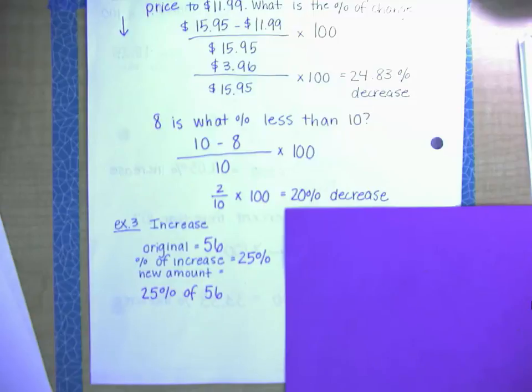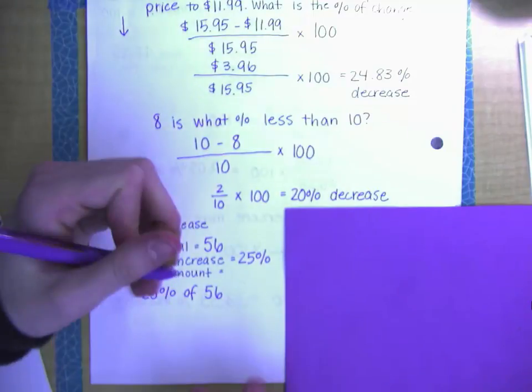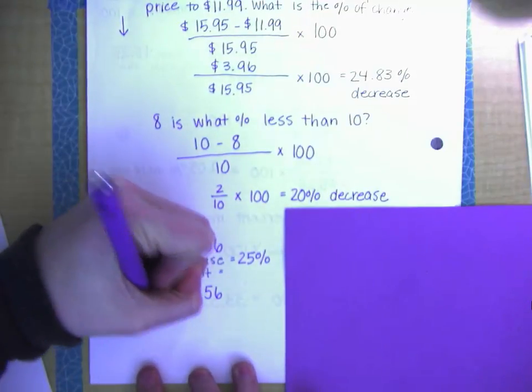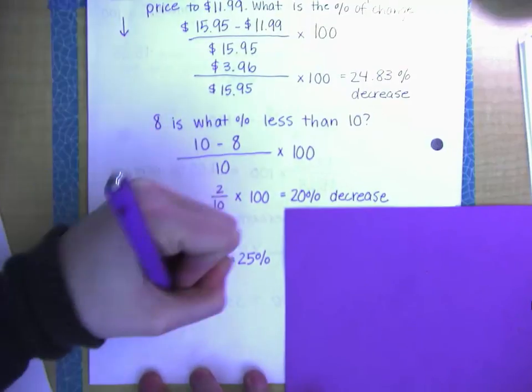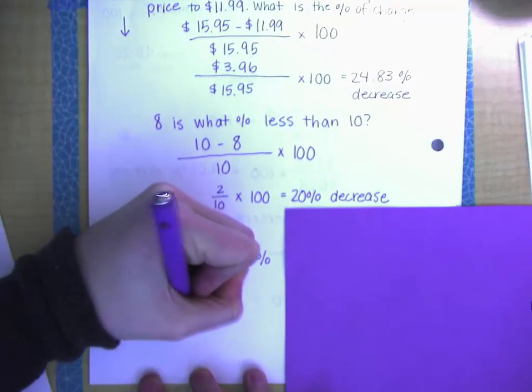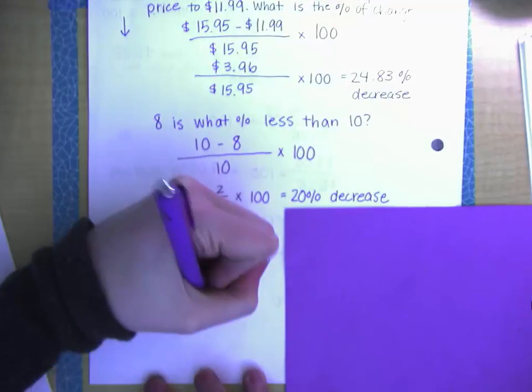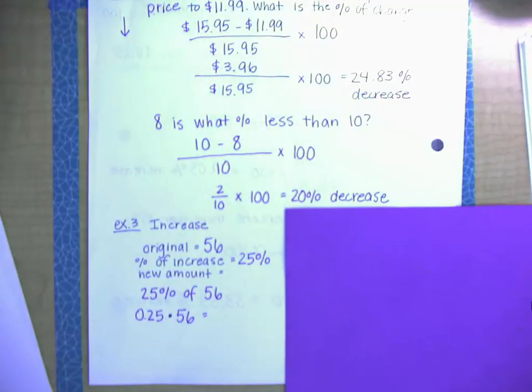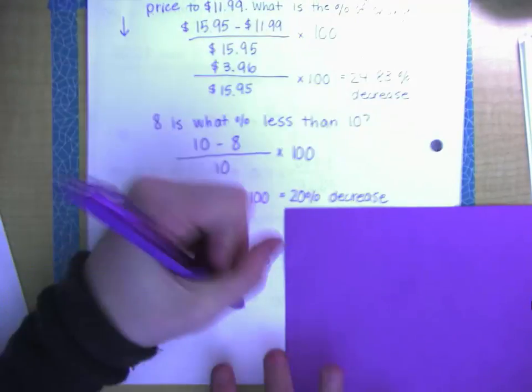Yeah, so that's what I was looking for. We want to change the percent to a decimal, and then we just multiply that times 56. And when we do that, what should we get? 14. We should get 14.